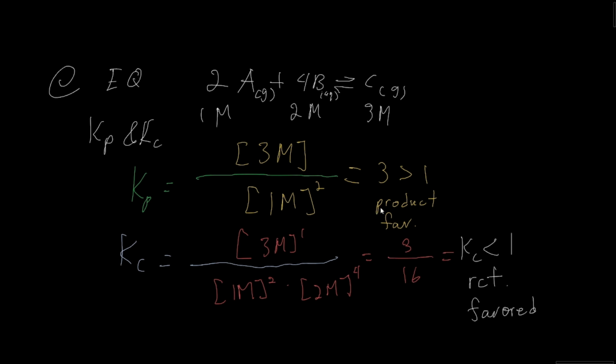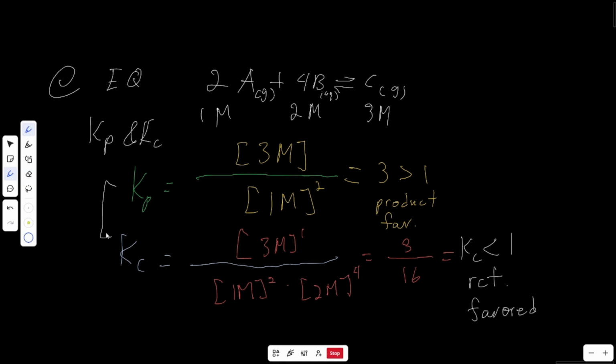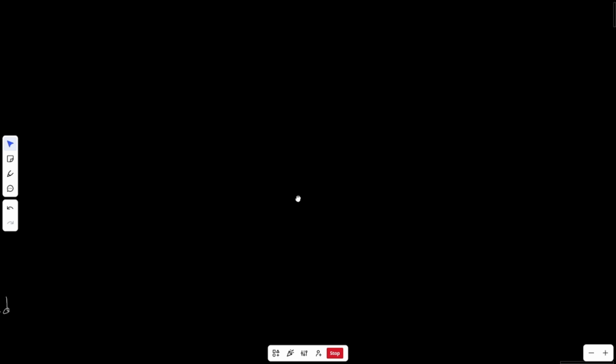Now, product favored is the partial pressure equilibrium constant because the right side, the product, is primarily gas, and because it's primarily gas, we obviously expect there to be more moles of gas on the right side, since we're converting the reactants into a gaseous product. And there's actually a relationship between Kp and Kc. So this is the last part of this video.